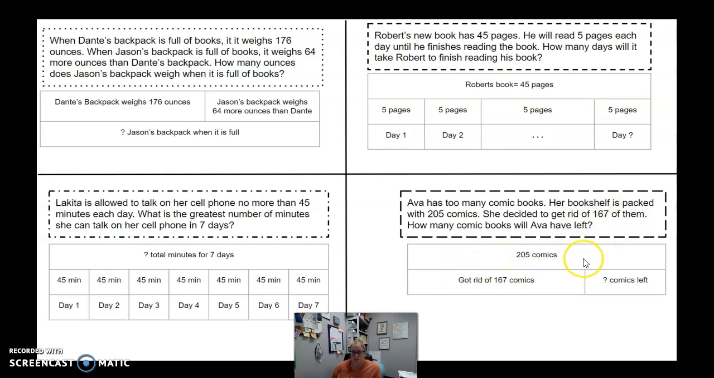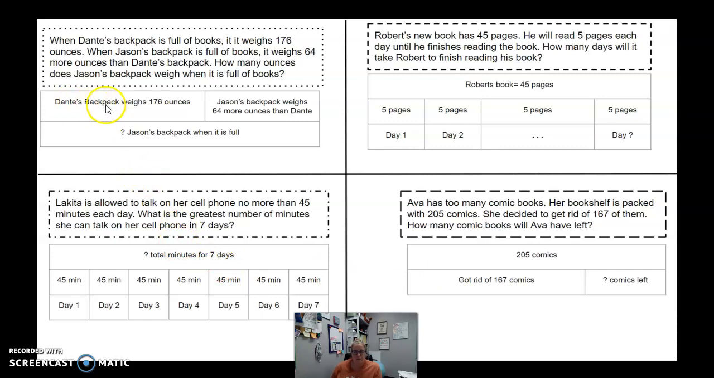So she has 205 comics. She got rid of 167 of them, and we are trying to figure out how many comics she has left. Now, just by looking at our strip diagrams, we can decide, are we adding, subtracting, multiplying, or dividing? So let's go ahead and do that.